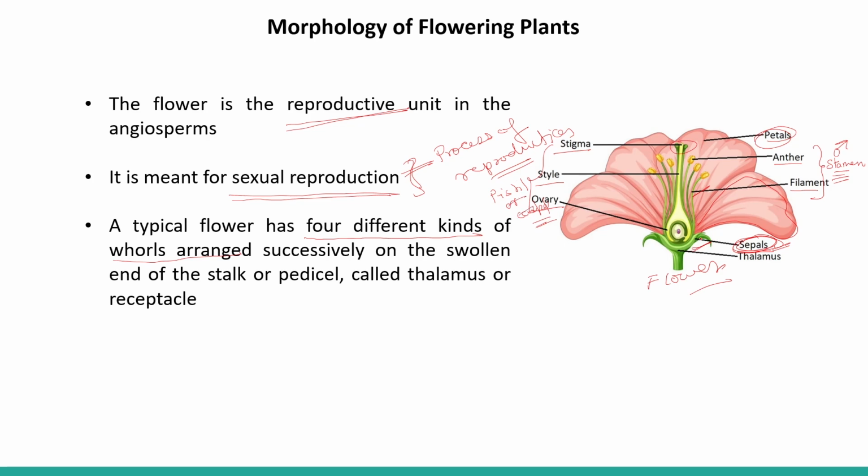So all these whorls, sepal, petal, stamen and pistil, are attached where? They are attached at the thalamus. A typical flower has 4 different kinds of whorls arranged successively on the swollen end of the stalk or pedicel, which is called the thalamus or receptacle. Very important, thalamus or receptacle. So all the 4 whorls are attached to this swollen part of the stalk, which is called the thalamus or receptacle.